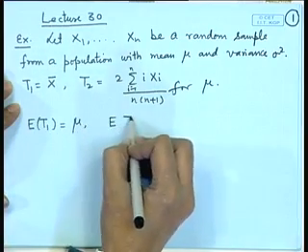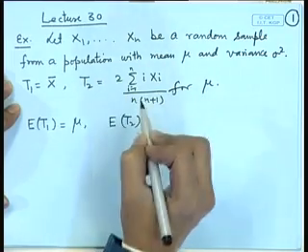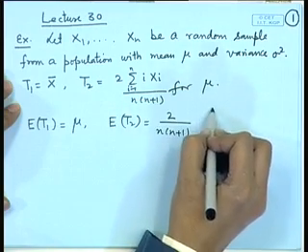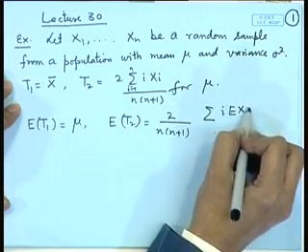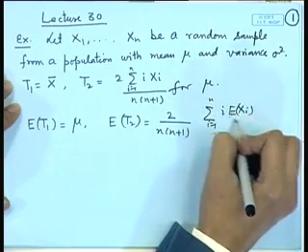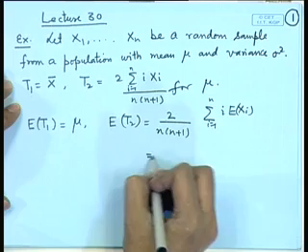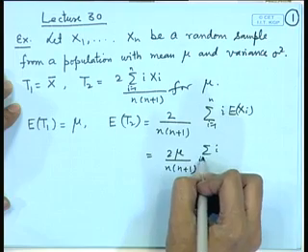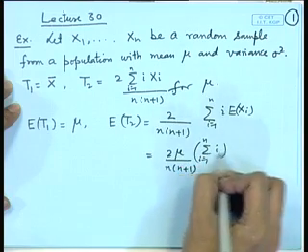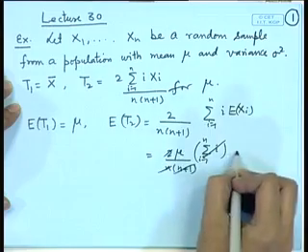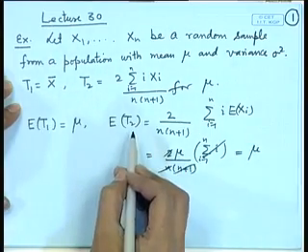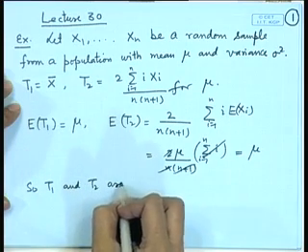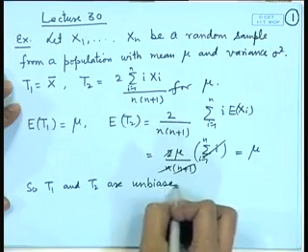What is the expectation of T2? You can apply the linearity property of the expectation. So, this becomes 2 divided by n into (n plus 1), sum over i of expectation of X_i. Now, expectation of X_i is mu. So, this reduces to 2 mu by n into (n plus 1), sum of i from 1 to n. Now, this is nothing but n into (n plus 1) by 2. So, this cancels out with this, and you get that both T1 and T2 are unbiased estimators. So, T1 and T2 both of them are unbiased.